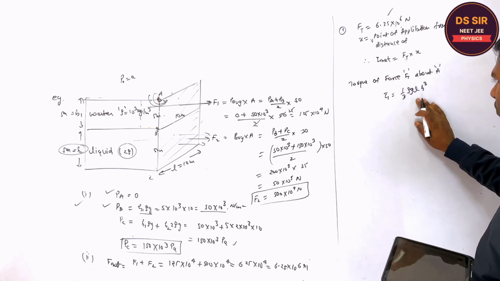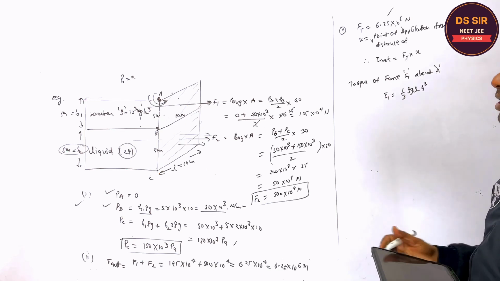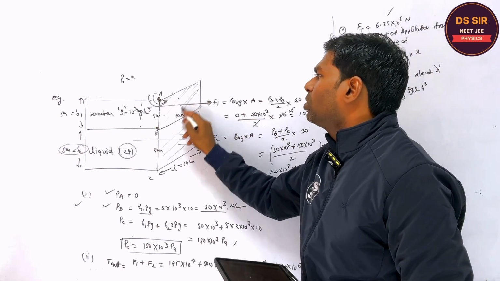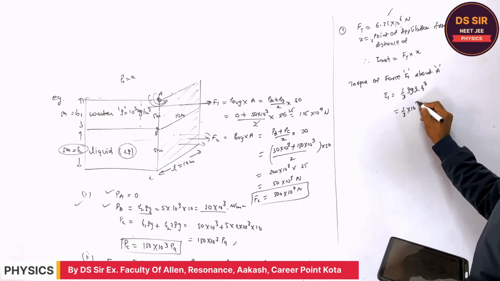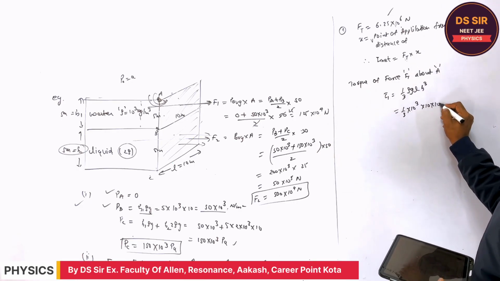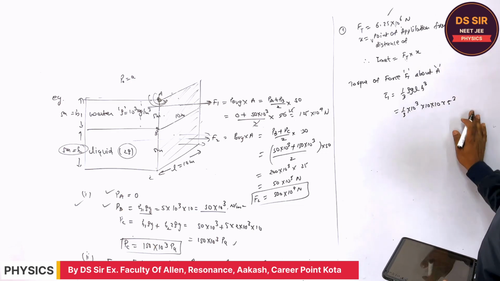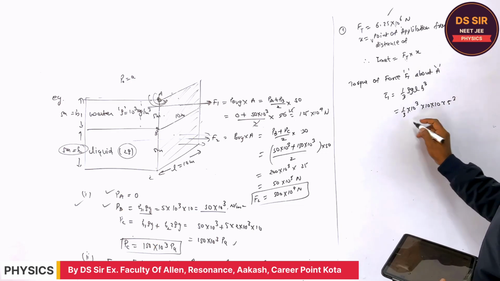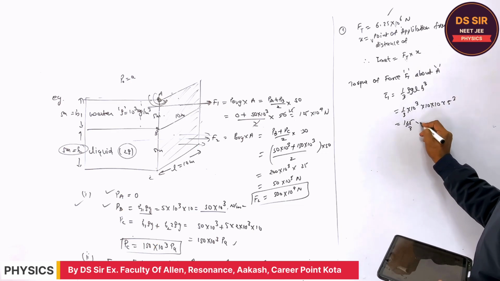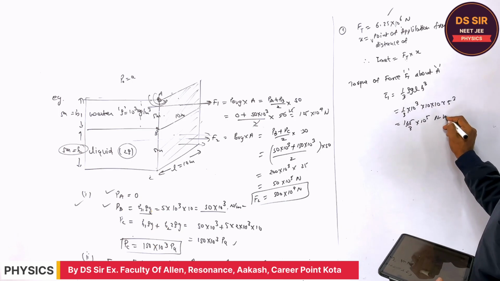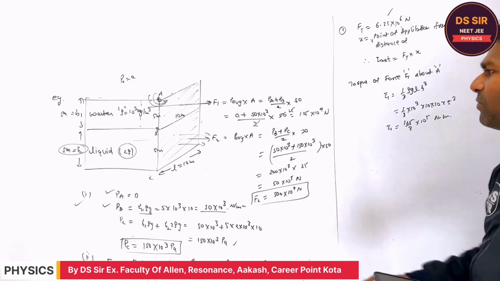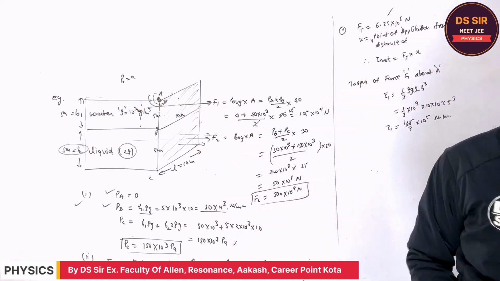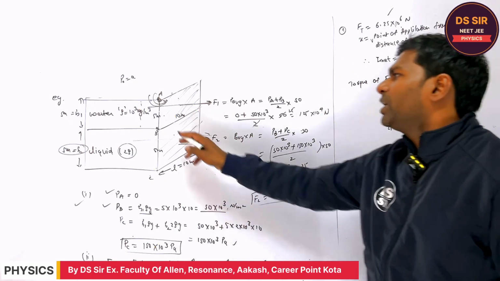So this torque we can write directly with respect to A, the torque on this face. The density is 10 to the power 3 and this is 5 cube. 5 cube is 125, so 125 by 3 into 10 to the power 5 Newton meter is the net torque. The thing is that we have to calculate the torque of F2 about A.